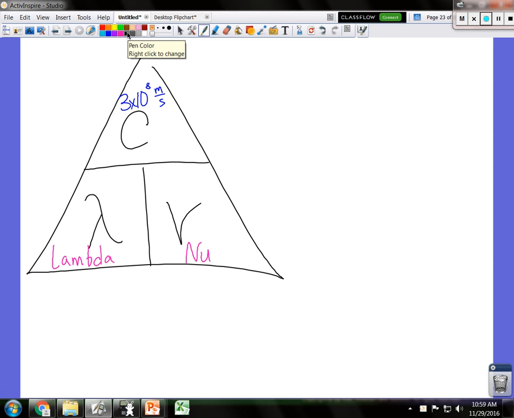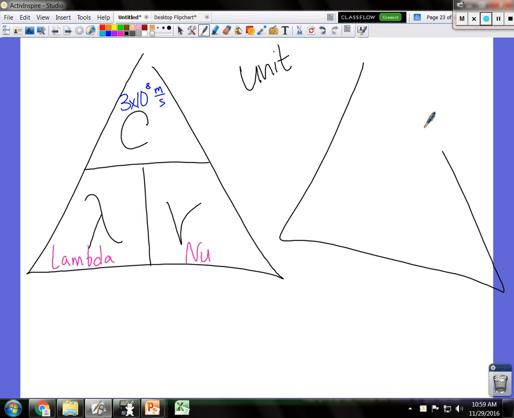Now, let's see if you remember, after every triangle, what do I always draw? The unit triangle. All right, so we've got to understand what the units are. Now, the reason I'm doing this one is very specific. This one is a little weird. Okay, we already know that the speed of light is meters per second.